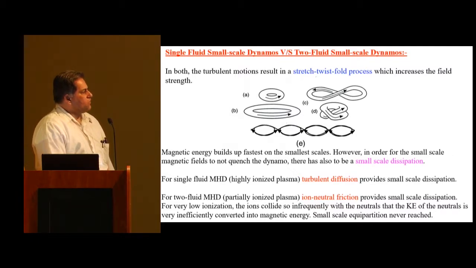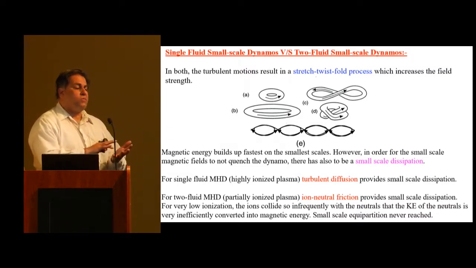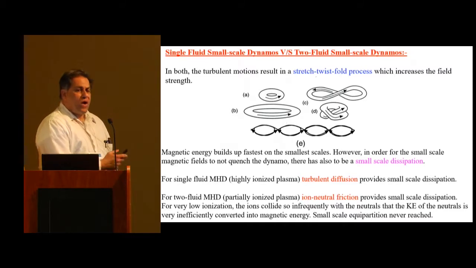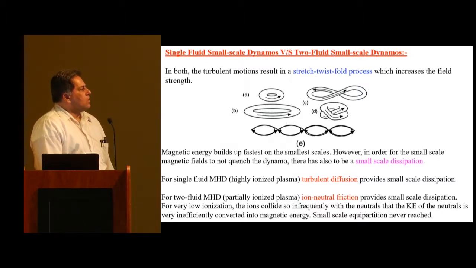That was the state of affairs, but along came Lazarian and Vishniac in 1999, who provided a way out. They found that magnetic fields could turbulently diffuse on each other on length scales that are even larger than the resistive length scales. This opened the door to supporting the idea that you could have small-scale dynamos in a single-fluid, fully ionized medium. However, the picture needs to be modified very significantly when dealing with a two-fluid, partially ionized medium, because in such a medium, the turbulent diffusion cannot operate.